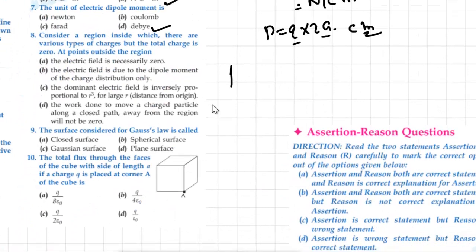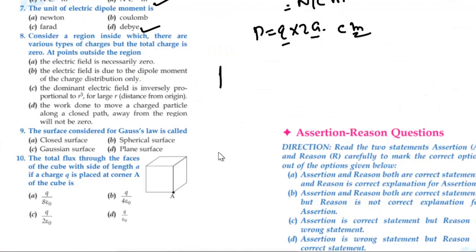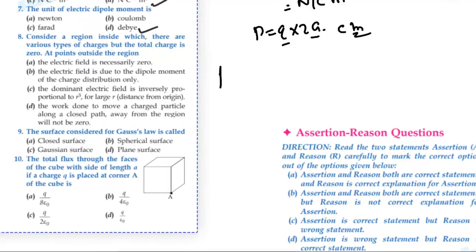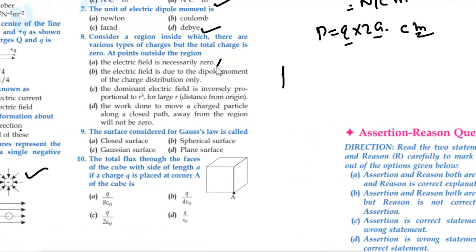Consider a region inside which there are various types of charges, but the total charge is 0 at points outside the region. Outside the region, whether the electric field is necessarily 0. It's not like that, right? So here, this is not like that.